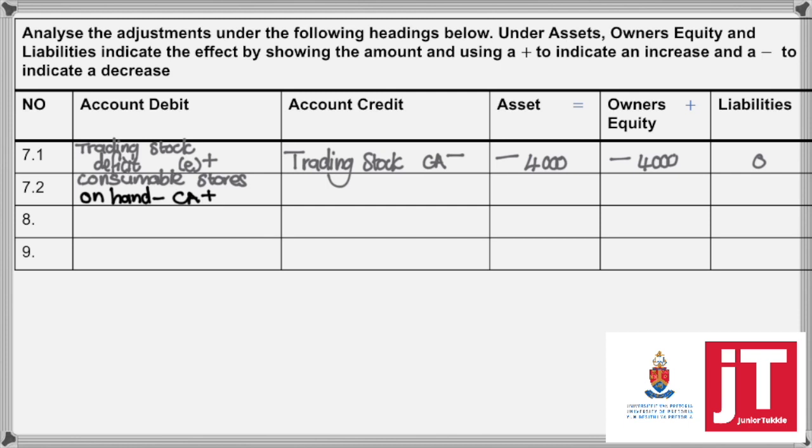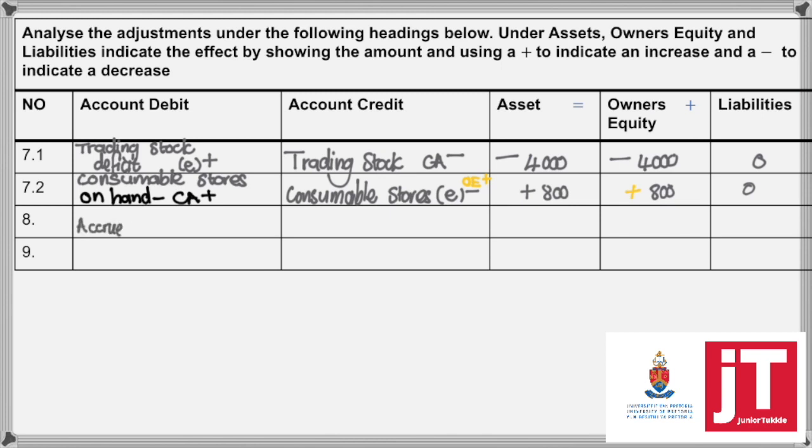Then consumable stores, I still have left over, so I have on hand. Now, very importantly, the moment you say on hand, it becomes an asset. So this is now plussing. And the expense is now over, so I must minus off the expense. Because it's not this financial year's expense, I can still use it next financial year. My assets will now plus. Remember, when I have an expense minusing, it's a plus on profit. So plus on equity. So plus 800 Rand for assets, plus 800 Rand for equity.